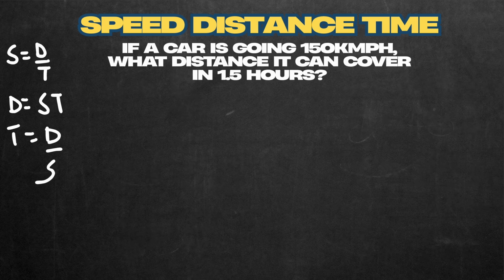So let's have a look at this question. If a car is going at 150 kilometers per hour, what distance will it cover in 1.5 hours? Now, what do we need to calculate, if someone can tell me? Right, we need to calculate the distance. What distance can it cover? And we just wrote the formula here. Distance equals speed times time.